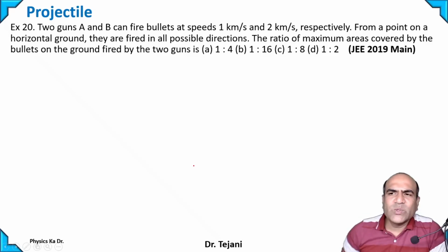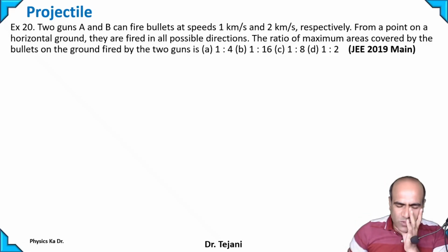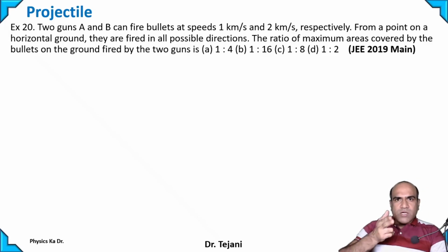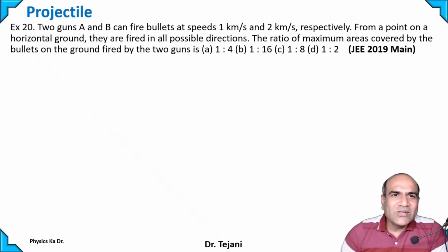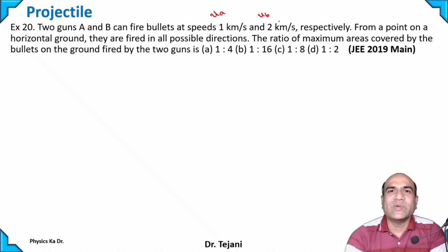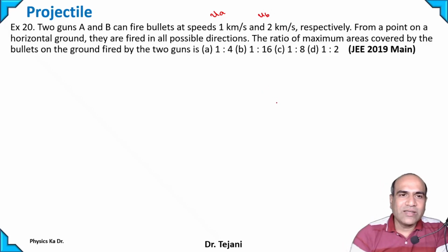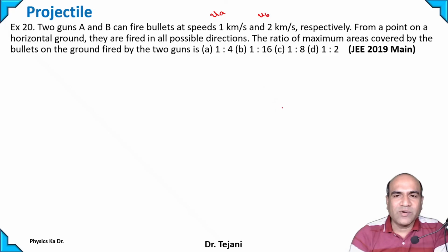JEE 2019 Mains exam question. We have example number 22, guns. Two guns A and B can fire bullets at speeds UA 1 kilometer per second and UB 2 kilometer per second, respectively, from a point on a horizontal ground. They are fired in all possible directions. So it is something like that. Here it was fired.